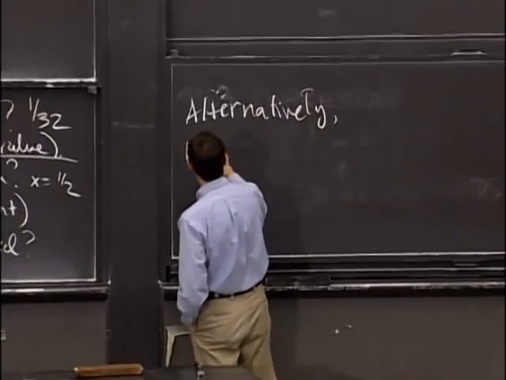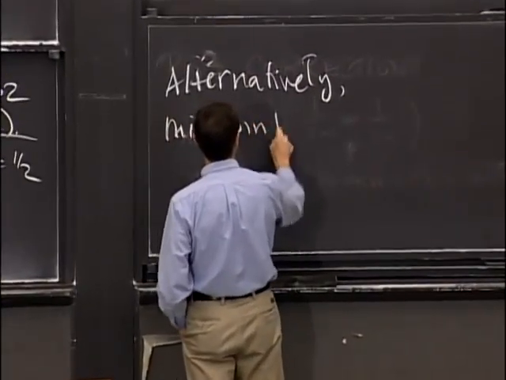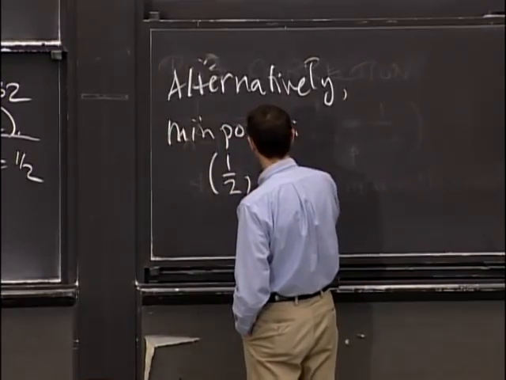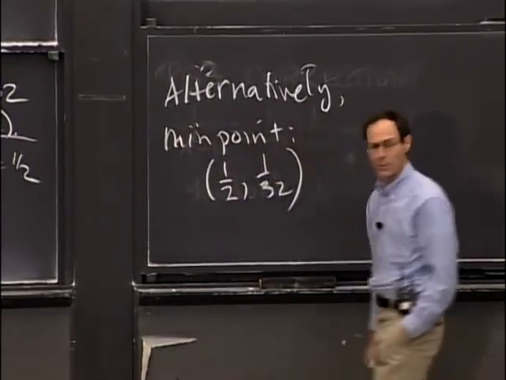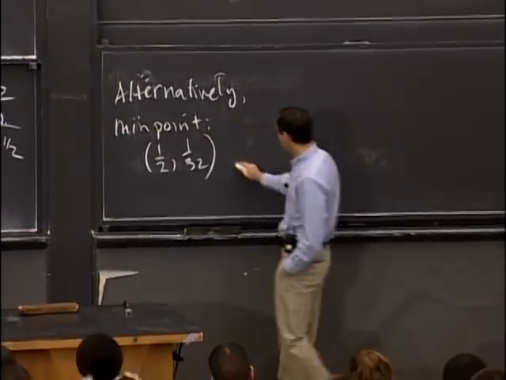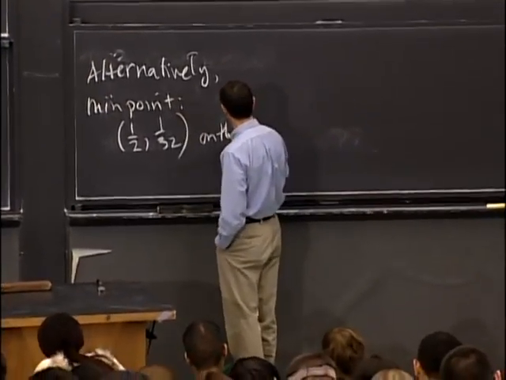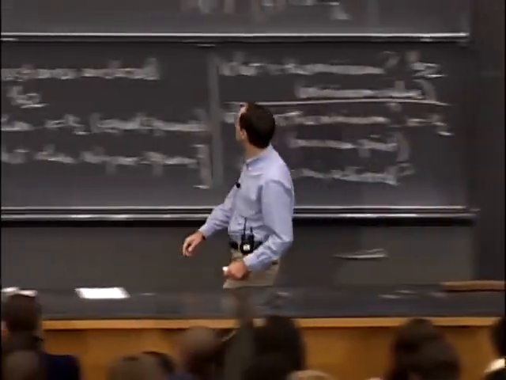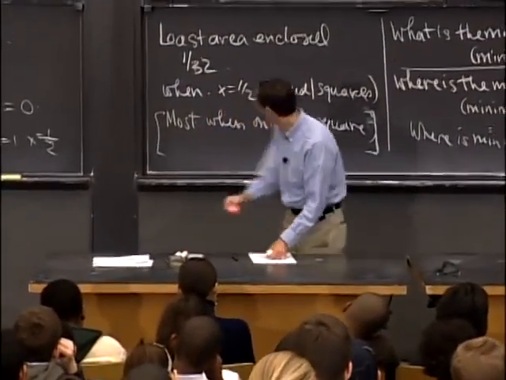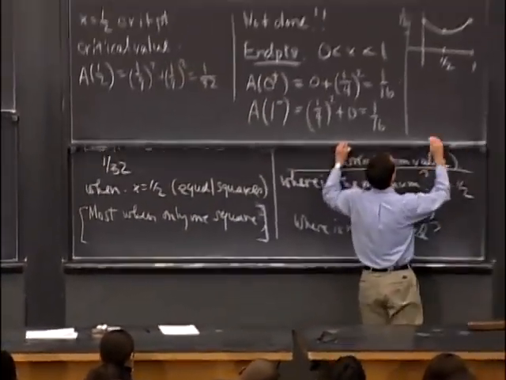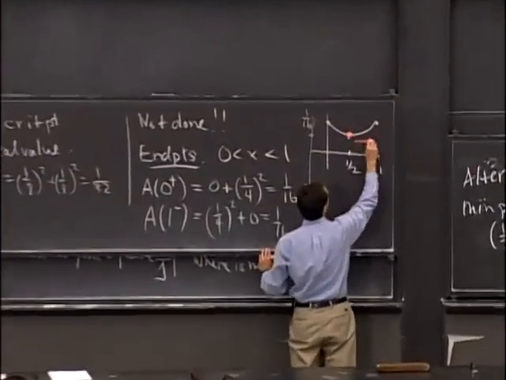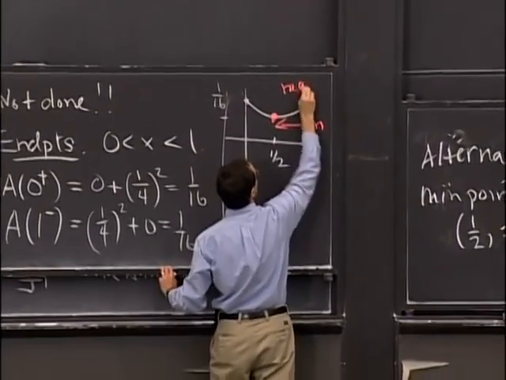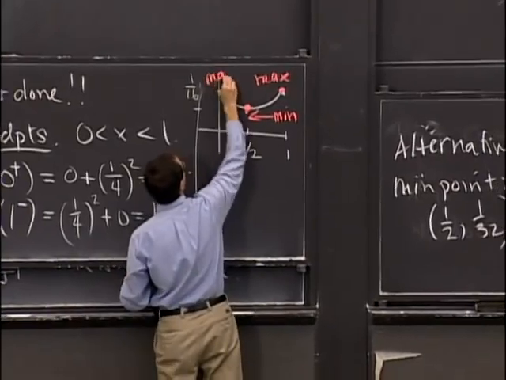The minimum point is the point a half, 1 over 32. Right? That's a point on the graph. Well, that graph is way up there, but I'll just put it on there. That's this point, and you might say min there. And you might point to this point and say max. And similarly, this one might be a max.